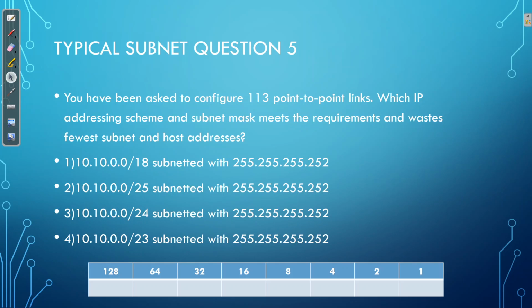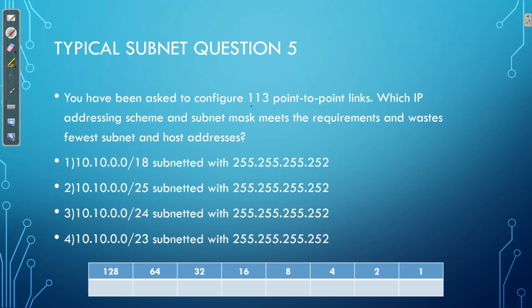You've been asked to configure 113 point-to-point links. Which IP addressing scheme and subnet mask meets the requirements and wastes the fewest subnet and host addresses? So pause this, give it a go, and then play it when you think you've got the answer. So again, I am under the assumption that you have given this a try. So, me working through this, let me look at the question. Let me get my pen.